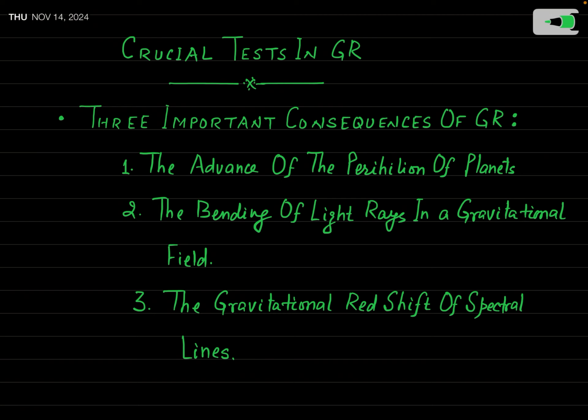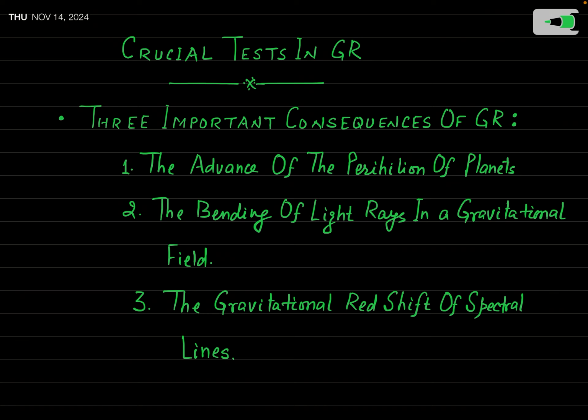Now, today we are going to see a very important problem, regarding the crucial tests in general relativity, or you can say the crucial tests of Einstein's theory of gravitation. Is Einstein's theory of gravitation correct experimentally? It was a vital problem. Whenever a theory is developed, we must test it by experiment. And if the theory is in accordance with the experiment, then it is a valid theory.